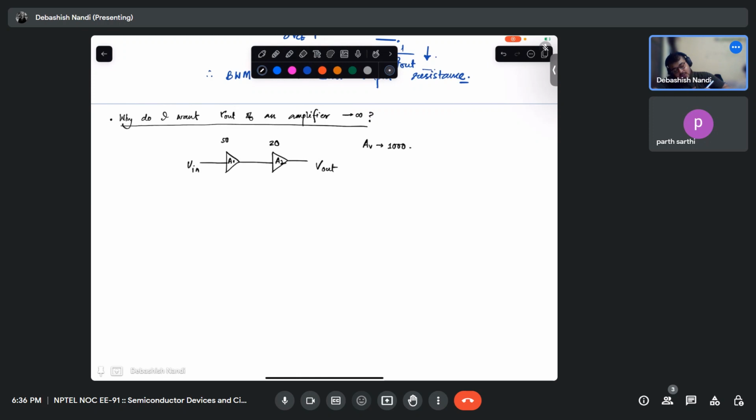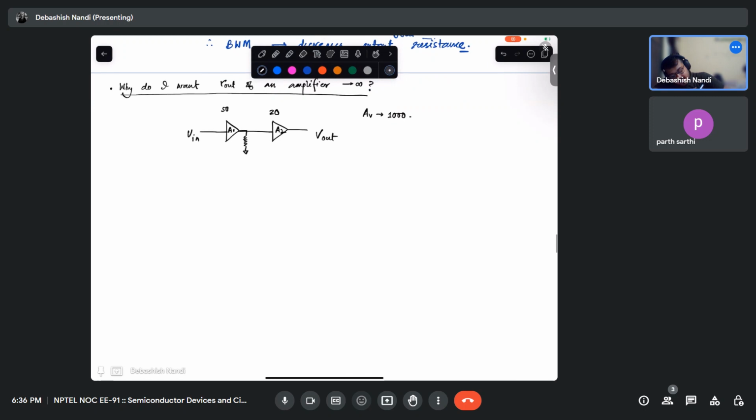Now, suppose this amplifier does not have an infinite output impedance. Let me tell it in this way. If it has an infinite output impedance, how will you draw it? If R out is infinity, that means it is an open circuit. If R out is not tending to infinity, or it is finite, then you draw the symbol as this, with the output impedance.